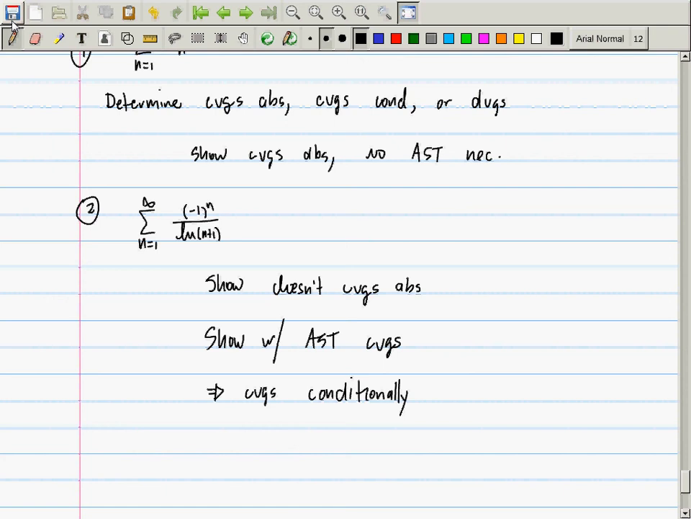The last thing I want to say before we say have a good weekend is this. A series can converge absolutely, or it can converge conditionally, or it can diverge. There is no such thing as diverging absolutely. There is no such thing as diverging conditionally. It is converges absolutely, converges conditionally, or diverges.